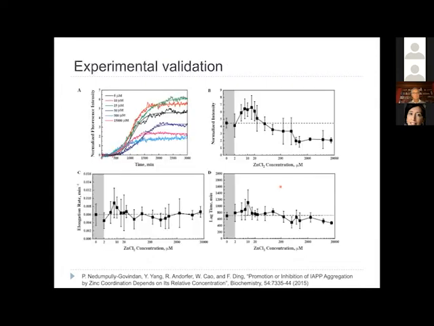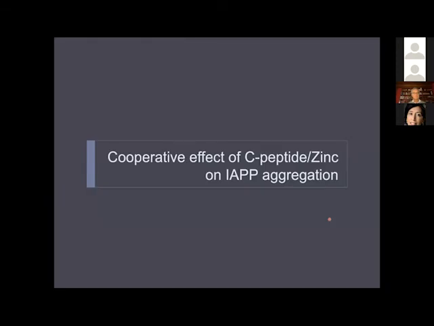Okay, so we also collaborated with our collaborator at Clemson. So they also did different relative ratios. We do see an initial increase of lag time, eventually also a decrease. So basically, it's consistent with our prediction. The last thing I will talk about is the cooperative effect of zinc and C-peptide on IAPP aggregation.